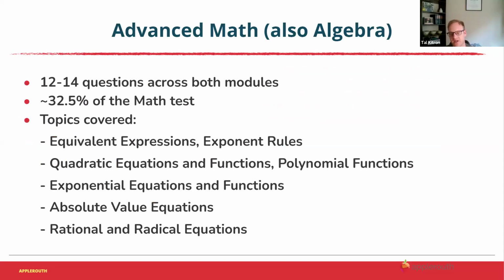Second major content area that's also about 35% of the test is the advanced math, which is also algebra. This stuff does comprise a lot of the hardest questions. So we saw one with equivalent, meaning which of these two are identical, even if they're in different forms. Exponents and roots rules, which a lot of people are rusty with. And then the biggest part of this is parabolas.